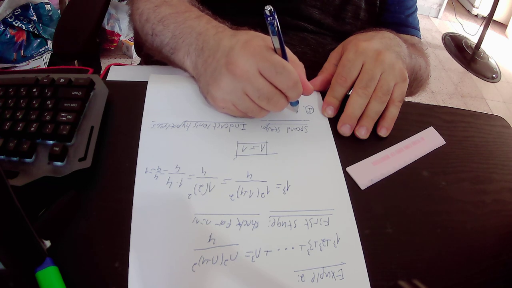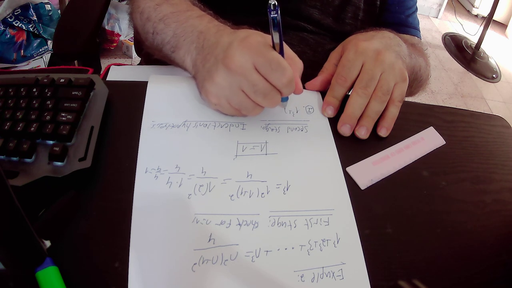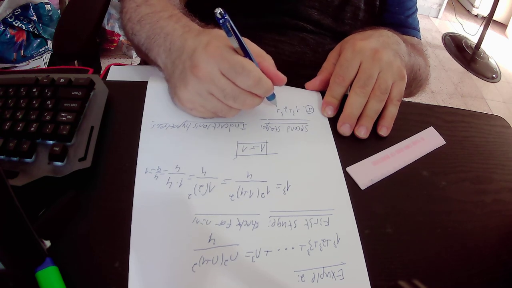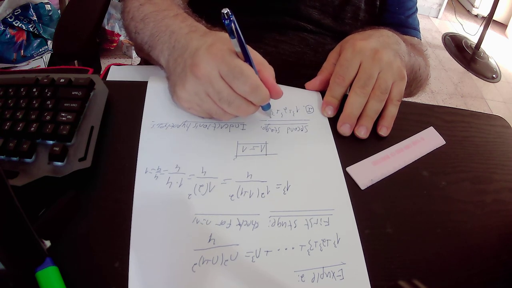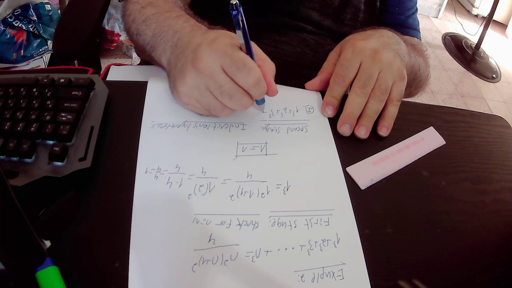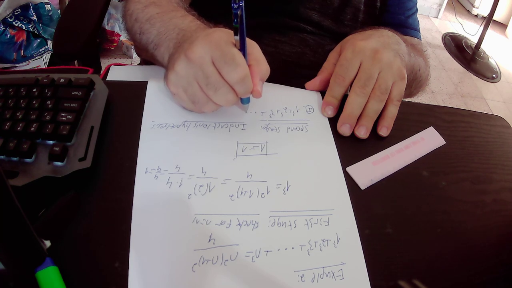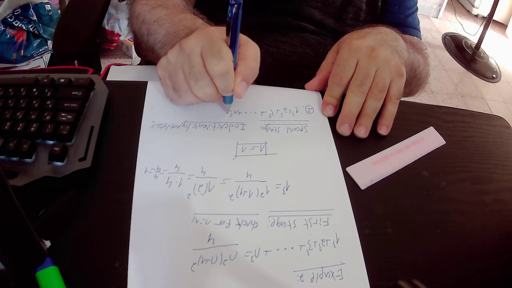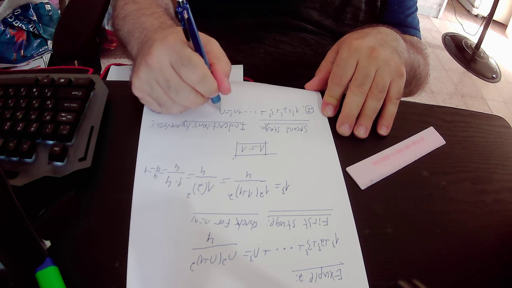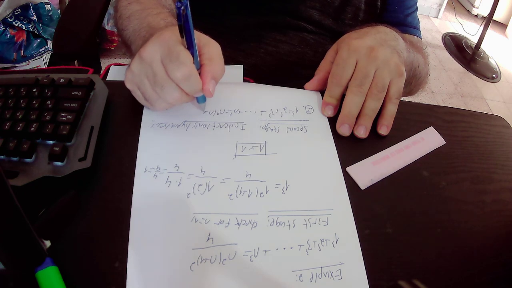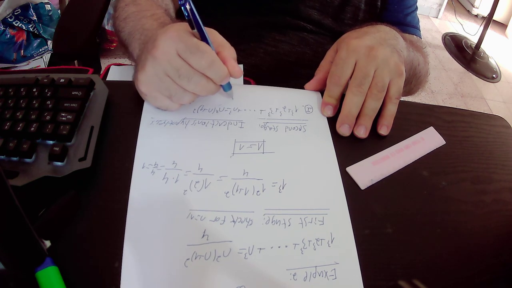That is to say, 1 to the power of 3 plus 2 to the power of 3 plus 3 to the power of 3 plus ... plus n to the power of 3 equals n squared times n plus 1 squared all divided by 4.